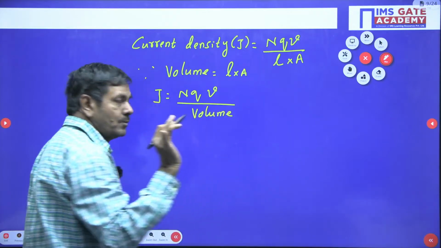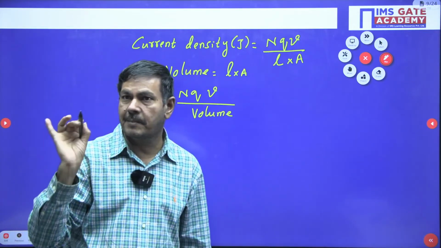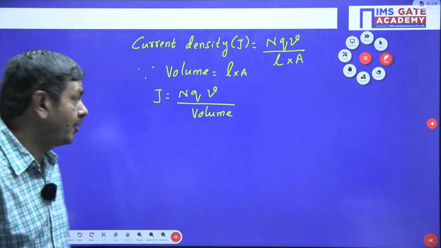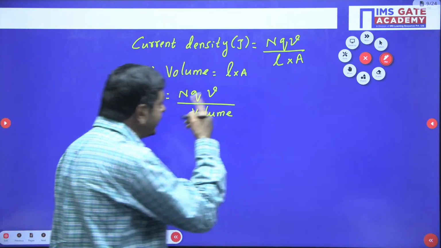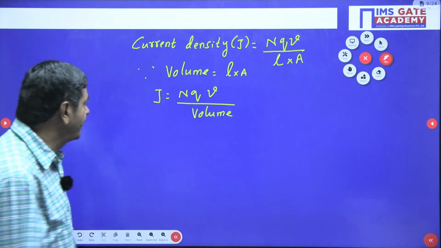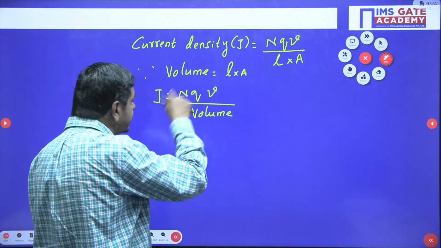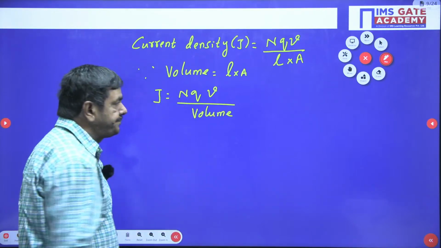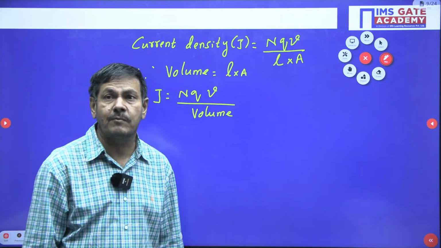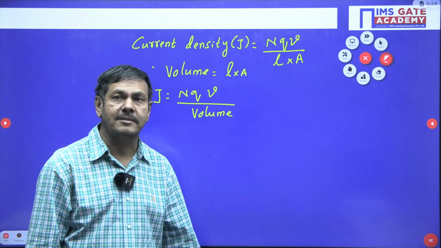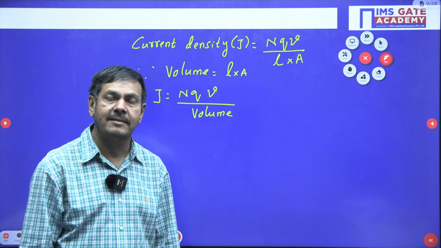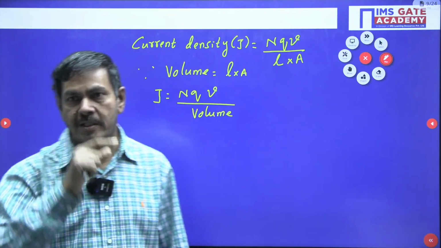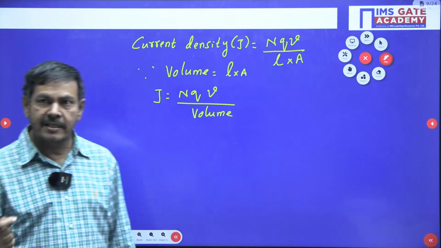I am going very slow. This is a foundation class. It must reach every student. That is very important. But one more formula I can create here, which is useful in problems. N means the number of charges moving. N by volume. Number of charges per volume is called what? Any student having any idea? Number of charges per volume equals what? Can any student give the answer?